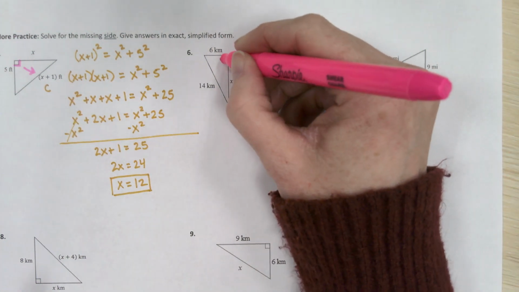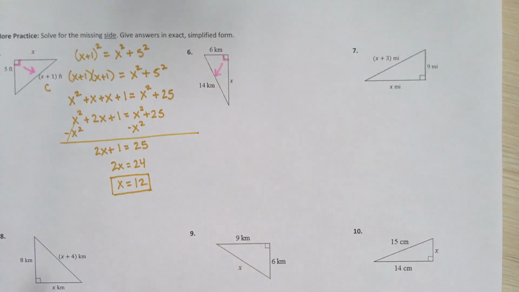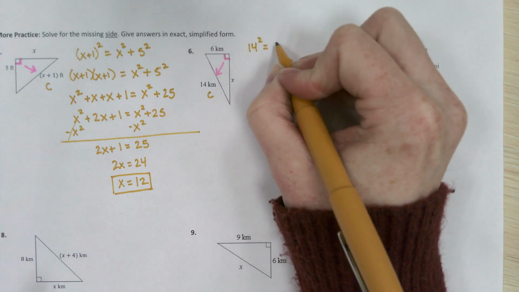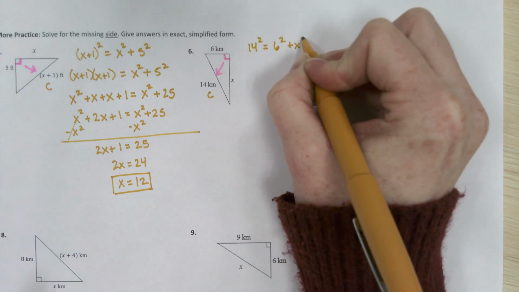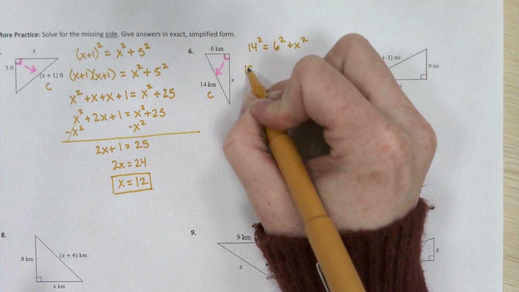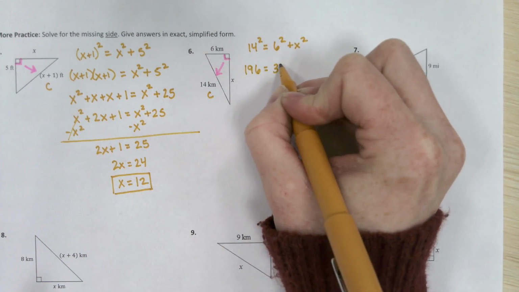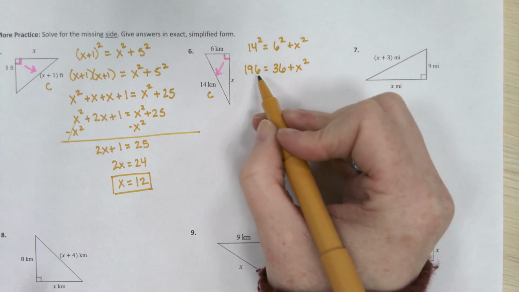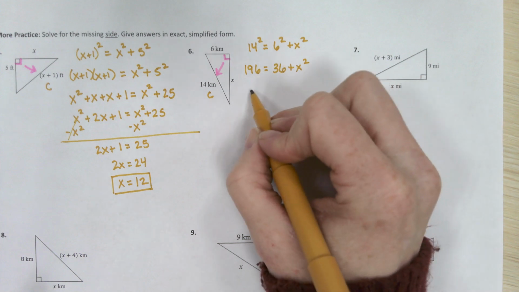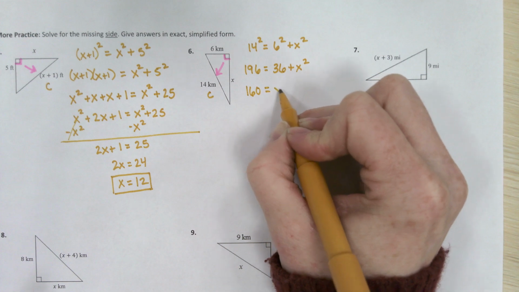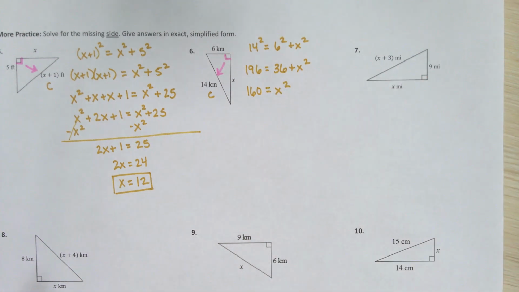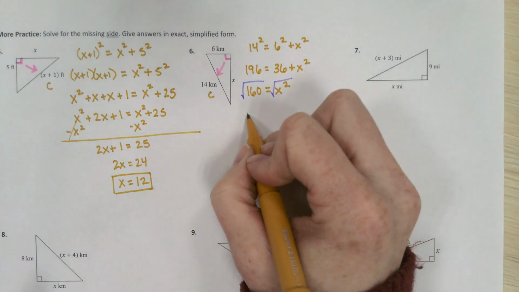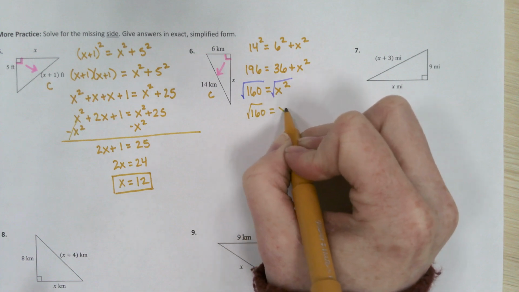All right, number 6 here, there's my right angle, so if I travel across, 14 is going to be my C. 14 squared equals 6 squared plus x squared. 14 squared is 196, and 6 squared is 36. Since those are on different sides of the equation, I'm going to subtract 36 to leave me with 160 equal to x squared. And I'm back to needing to square root to be able to get an answer for x.